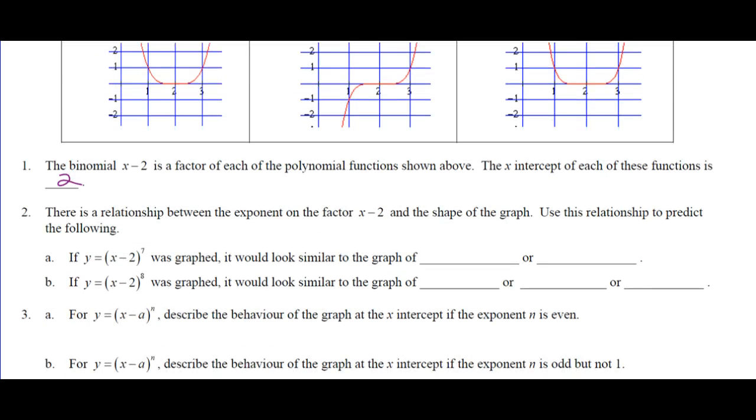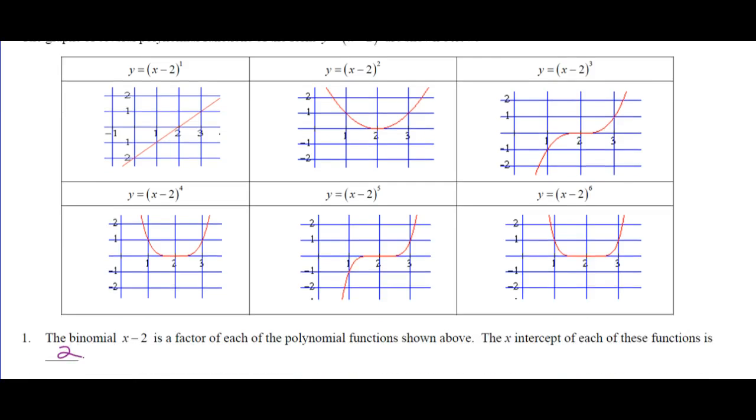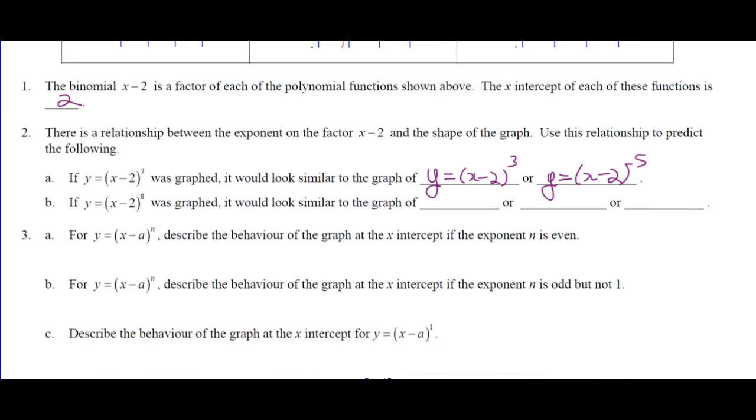All right, so it looked like the graph of y equals (x minus 2) cubed, or y equals (x minus 2) to the 5th. If y equals (x minus 2) to the 8th was graphed, then it would be similar to squared, to the 4 or to the 6.